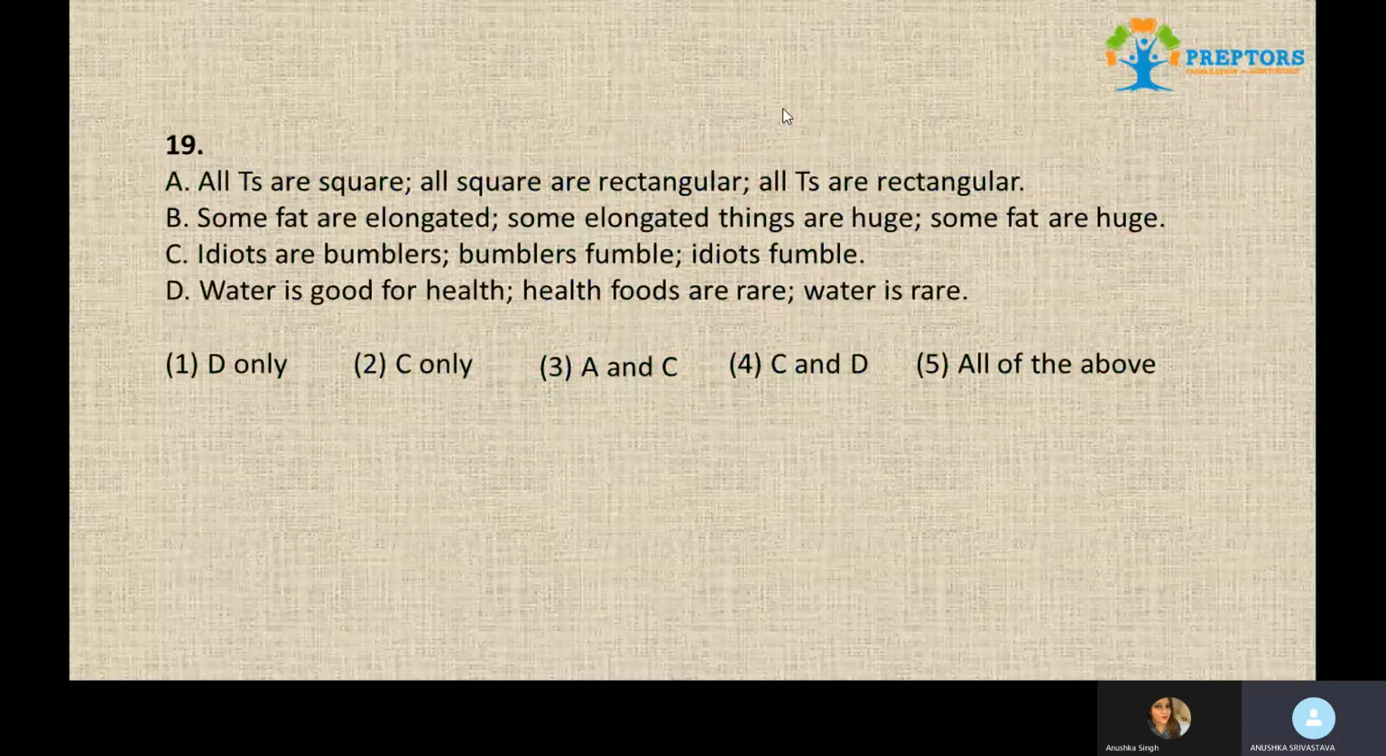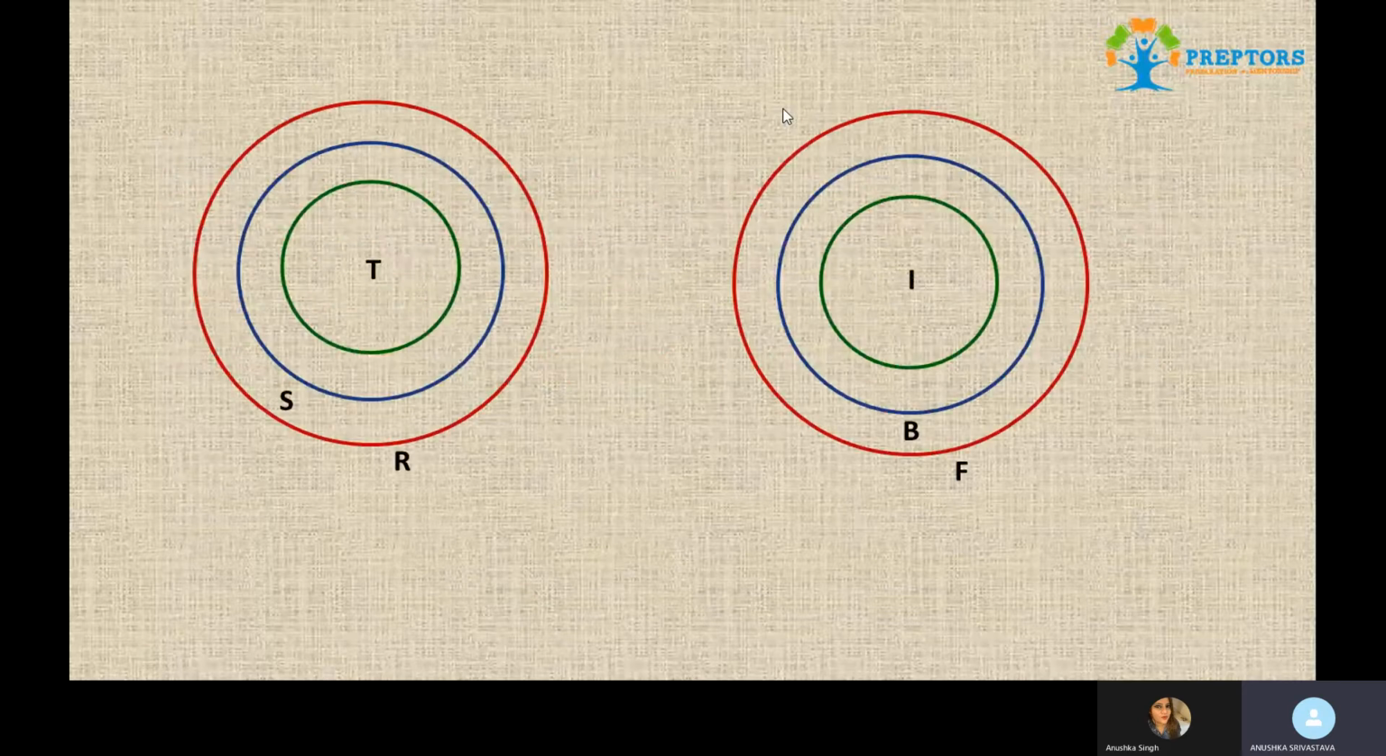Likewise, if you go for the 19th question, you will see that your answer will be option A and C. All T's are square, all square are rectangular, so all T's are rectangular. All idiots are bumblers, all bumblers fumble, so all idiots fumble. Though the quantifier is not given, we assume it to be all. Remember this rule.